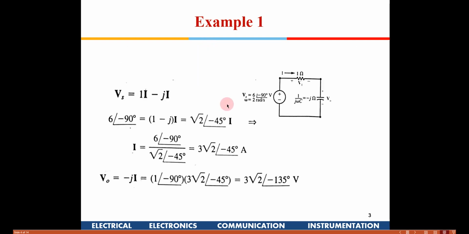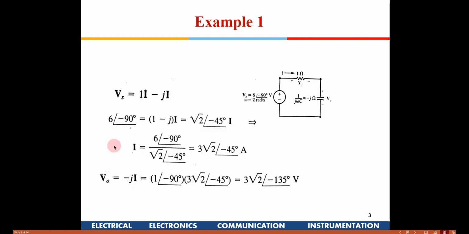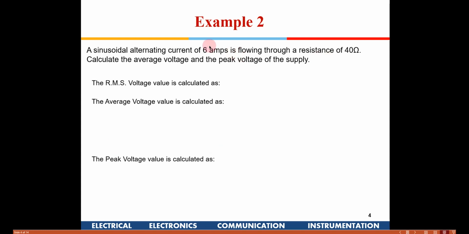Is it clear? So if I go to the previous problem, the sinusoidal signal is defined in the time domain, where this 6 is the peak value, right? Because if you see the form, it is Vm sin omega t. So this becomes the peak value. This is where most of you go wrong in your exams.